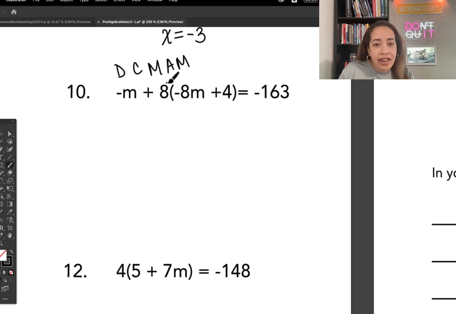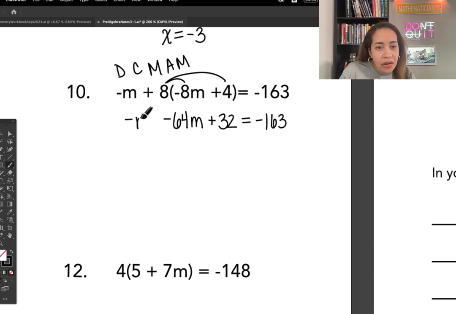I'm going to take 8 times negative 8, and that gives me negative 64m. 8 times 8 is 64, and since they had different signs, I do get a negative 64. Next up, 8 times 4 is 32. Now I can just copy down everything around it and continue to solve. So I need a negative m over here and my plus sign.